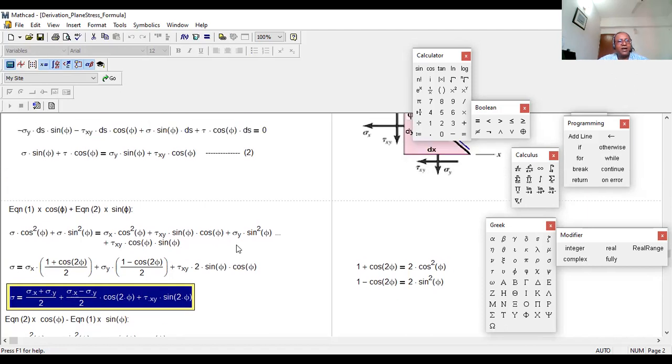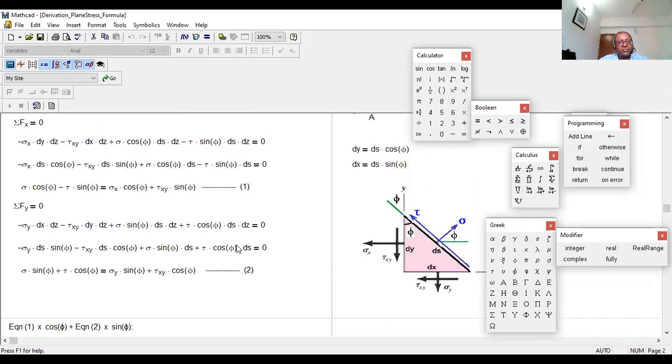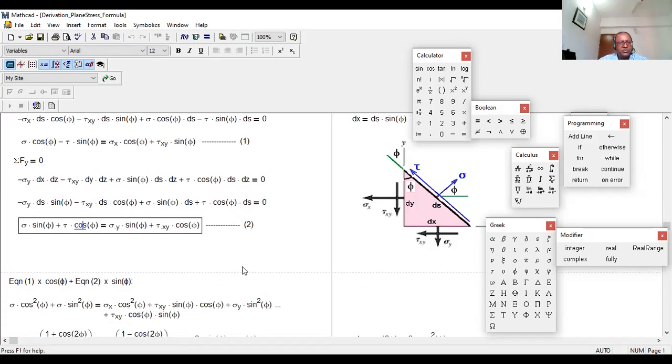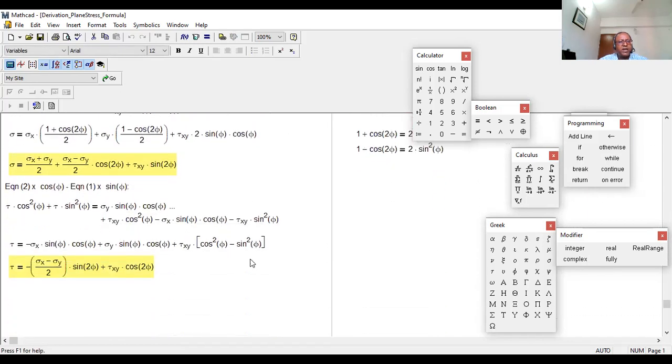So this is the equation for sigma. Now, what will be the equation for tau? You just need to take out sigma. How can you do it? You see, this one you multiply by cos phi, this one multiply by sin phi. Then you subtract from here to here. Then you'll see this term will be out. You'll get only tau. So similarly, right over here, equation 2 multiplied by cos phi minus equation 1 multiplied by sin phi.